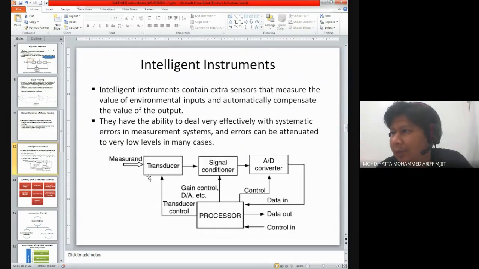And the last one is intelligent instrument. As I mentioned earlier, maybe intelligent instrument is like a cheat code lah. Just a single button and it will try to eliminate all the systematic error, all the errors in our measurement, and try to give us the best output data, that output measurement that we should get.